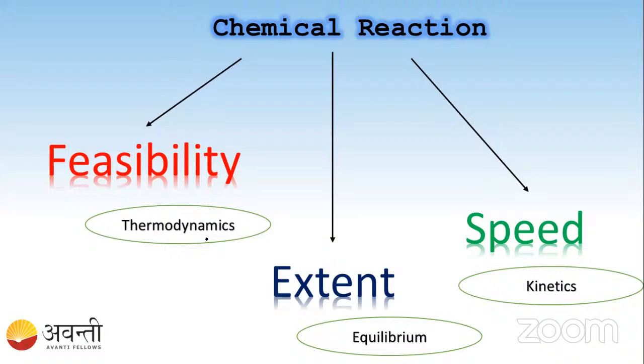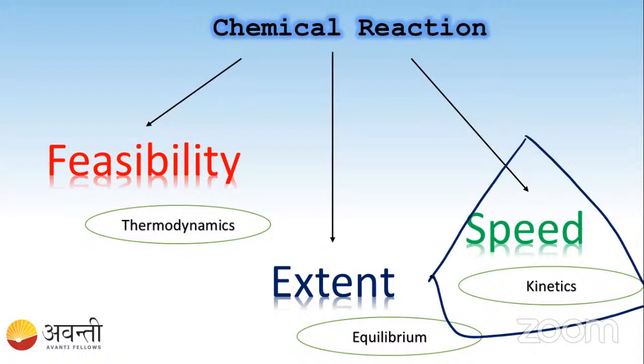So when you are talking about a chemical reaction, how the feasibility and extent play a major role, the same way the speed or the rate of a reaction will also play a major role. To understand the speed or the rate of a reaction, we need to study the chemical kinetics chapter. I hope the brief introduction about the chemical kinetics chapter was clear, and our major focus is only on this area, the speed of a reaction.